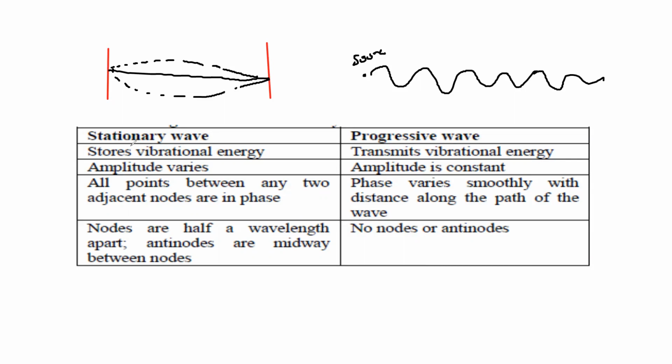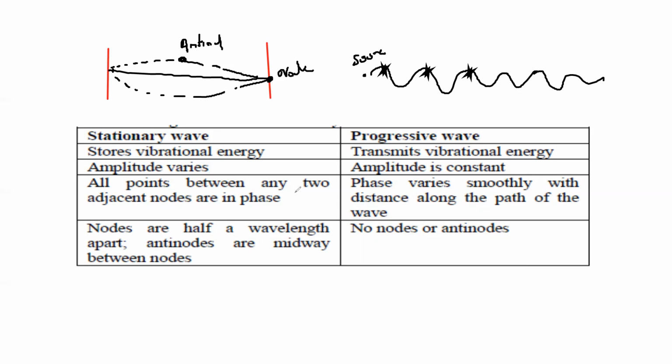For a stationary wave, the amplitude varies. You can see at the center it has a maximum amplitude, but near the end it has the minimum amplitude. But for a progressive wave, the amplitude is constant, because amplitude means the maximum displacement from the mean position, and here that is the same for all the points. The region where the amplitude is minimum is known as a node, and the region where the amplitude is maximum is called an antinode.